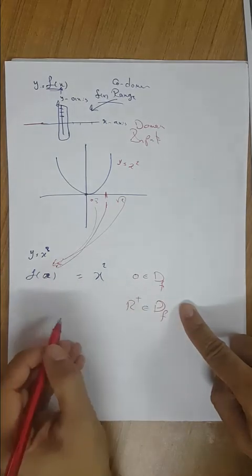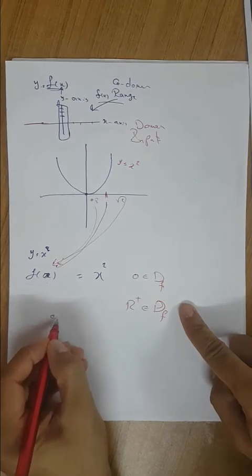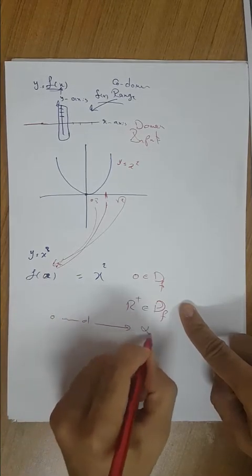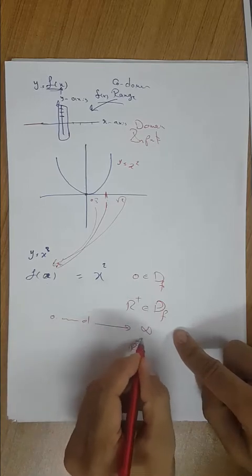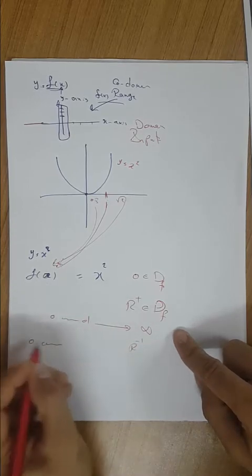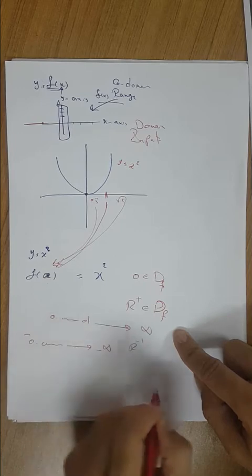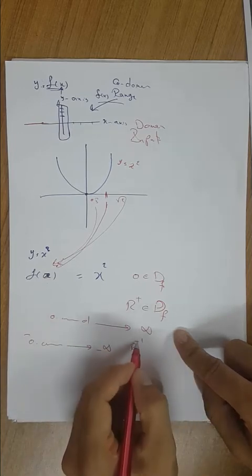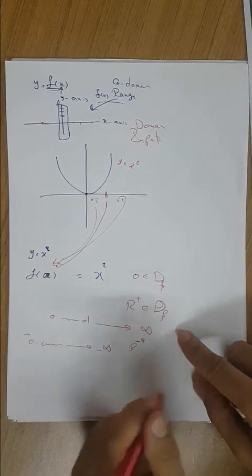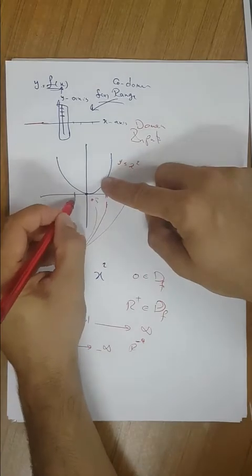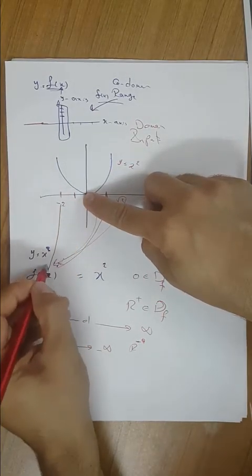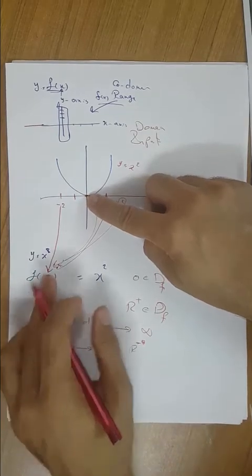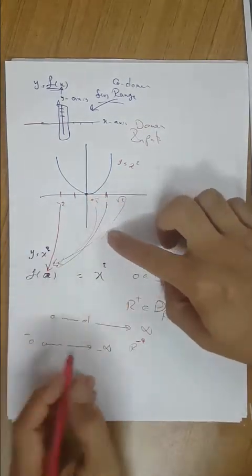Positive reals means from 0.0001 till infinity. How about the negative reals? Negative reals means from 0 down to negative infinity. So that's all about the positive and negative reals. How about negative values? Can I put, for example, -2 into my function here? Yeah, it's okay. So I can put -2 here. So this also belongs to the domain.